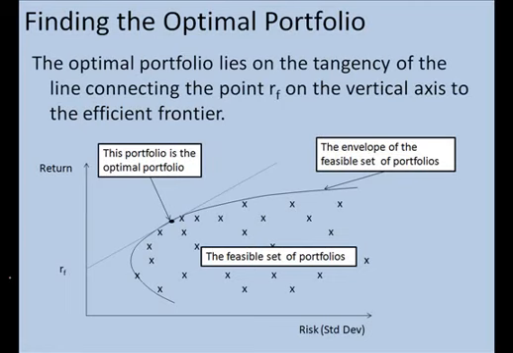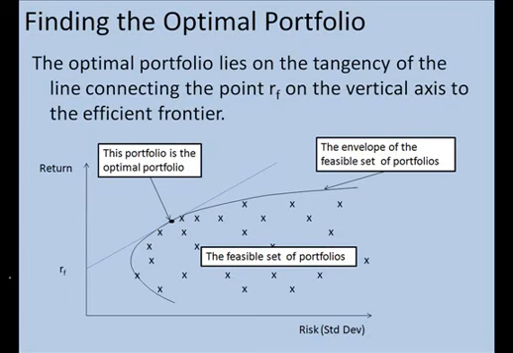In this diagram, we have on the horizontal axis risk as measured by standard deviation, and on the vertical axis we have returns. And recall, we can plot all combinations of stocks on this diagram, and that's what we see represented by the X's. And we learnt that all risk-averse investors will want to invest in what we call efficient portfolios. What is an efficient portfolio? An efficient portfolio is one that, for a given level of risk, maximizes expected returns.